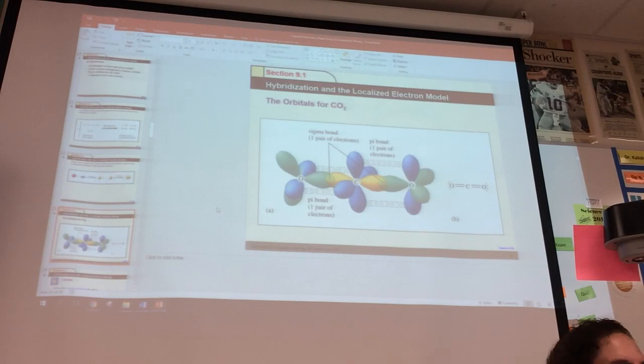And here's carbon dioxide, where you've got 1, 2 sigma and 1, 2 pi's. Sigma's the direct end-to-end overlap. That and that makes 1 pi. That and that makes another pi.